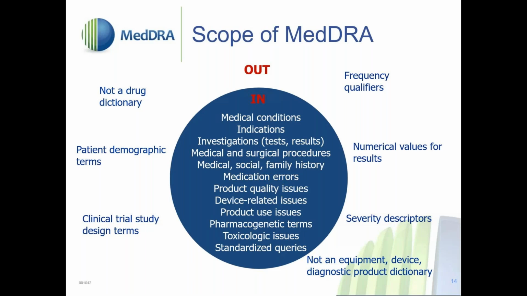Numerical values for results, of course, are outside of the scope of MedDRA. So numerical lab results would not be expected to be found in MedDRA. But MedDRA does have qualifiers that can show whether a lab result was out of range by using increased, decreased, normal, abnormal, and so on. And of course, products. So whether a product is a specific drug, a specific equipment, a specific device or diagnostic product, these are outside of the scope of MedDRA.